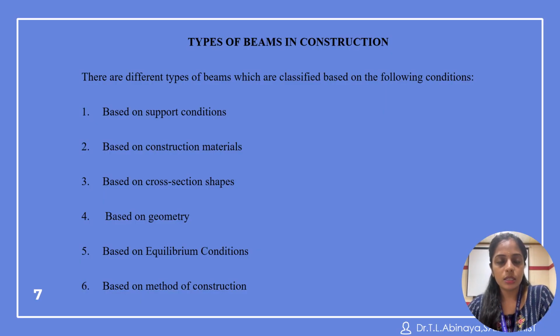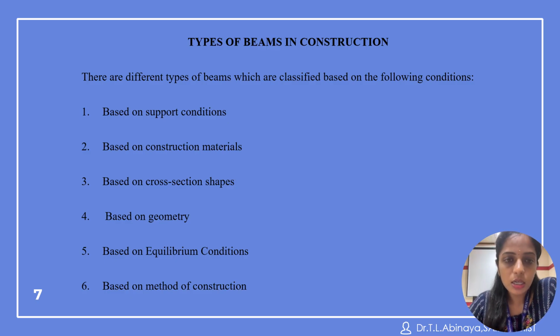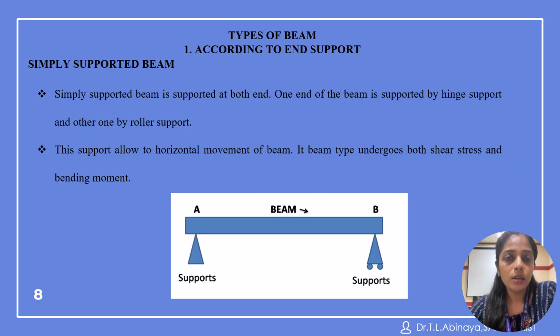Types of beam in construction. Mainly the different types of beam are classified based on the following conditions, such as based on the support condition, based on the construction material, based on the section, based on the geometry, based on the equilibrium condition, and based on the method of construction. So based on these parameters, the types of beams can be determined.